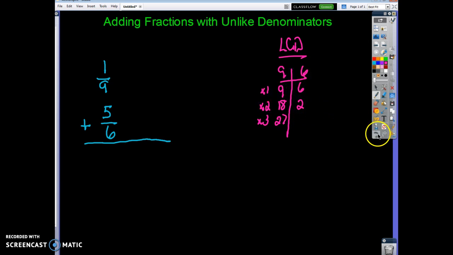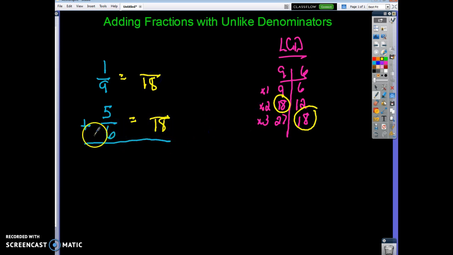Hello. How about 6 times 2 is 12? That's what I meant. Sorry about that. And 6 times 3 is 18. And now I see, okay, look at that. I've got 18 here and 18 here. These two are my common denominators.